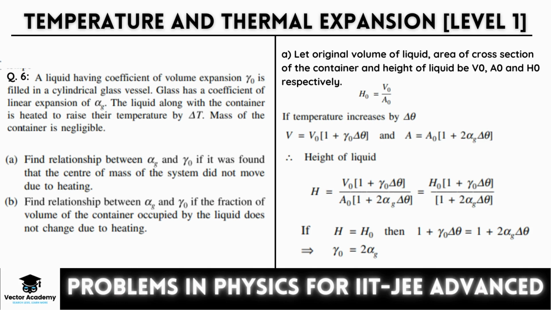Therefore, height of liquid after heating, H equals V divided by A, which gives H equals H0 multiplied by 1 plus coefficient of volume expansion gamma into delta theta divided by 1 plus 2 into coefficient of linear expansion alpha into delta theta. If H equals H0, then 1 plus gamma into delta theta equals 1 plus 2 alpha into delta theta. Coefficient of volume expansion gamma equals 2 into coefficient of linear expansion alpha.